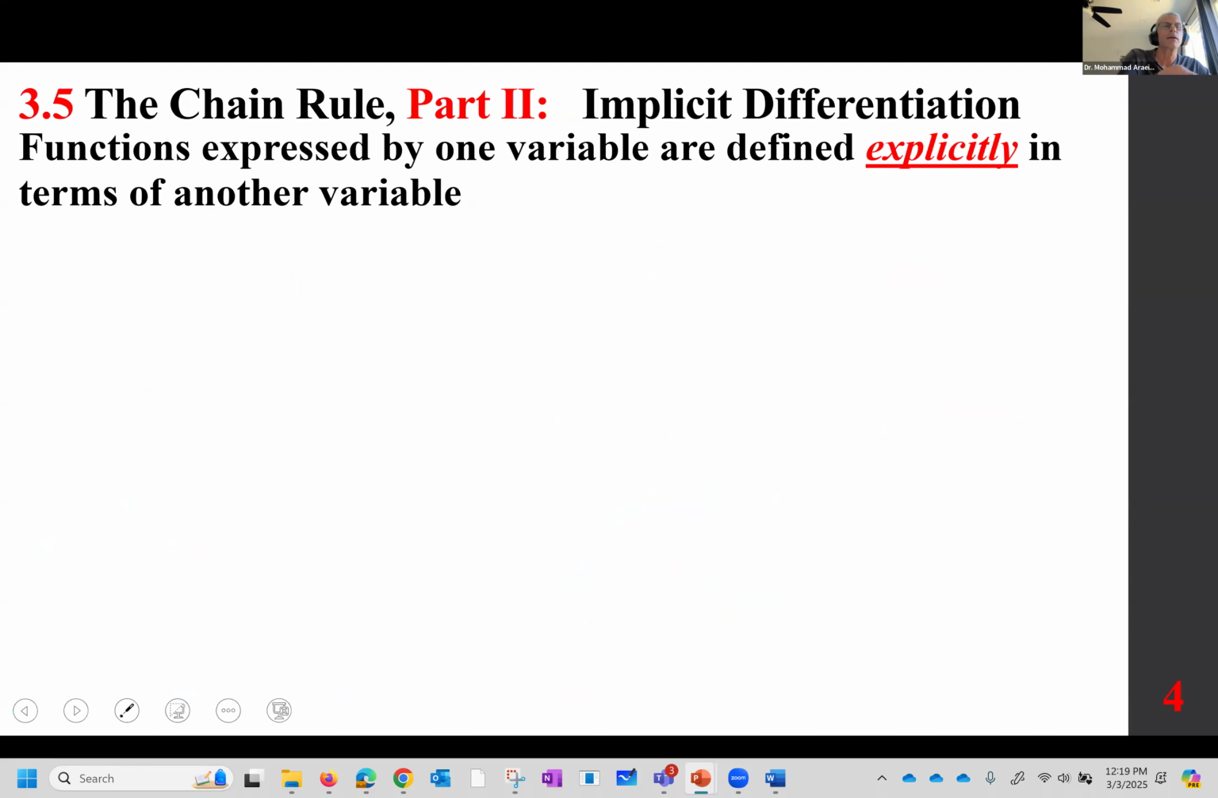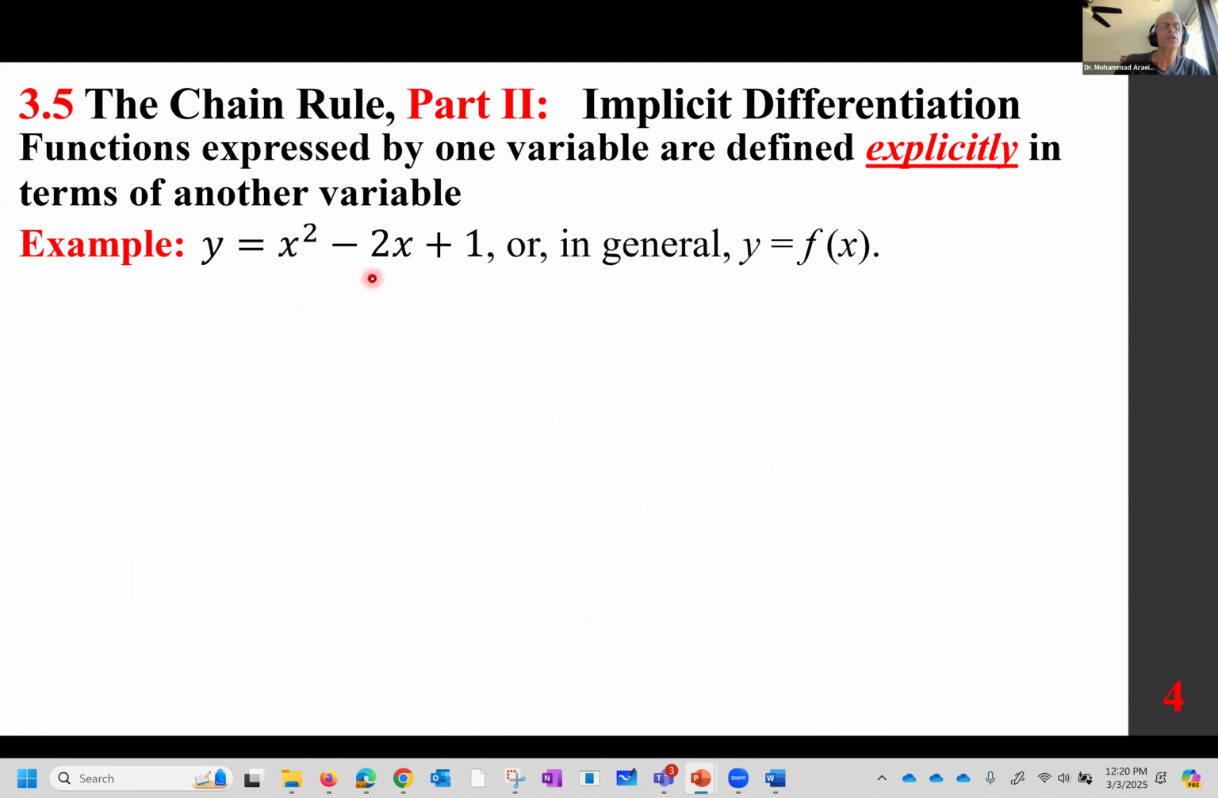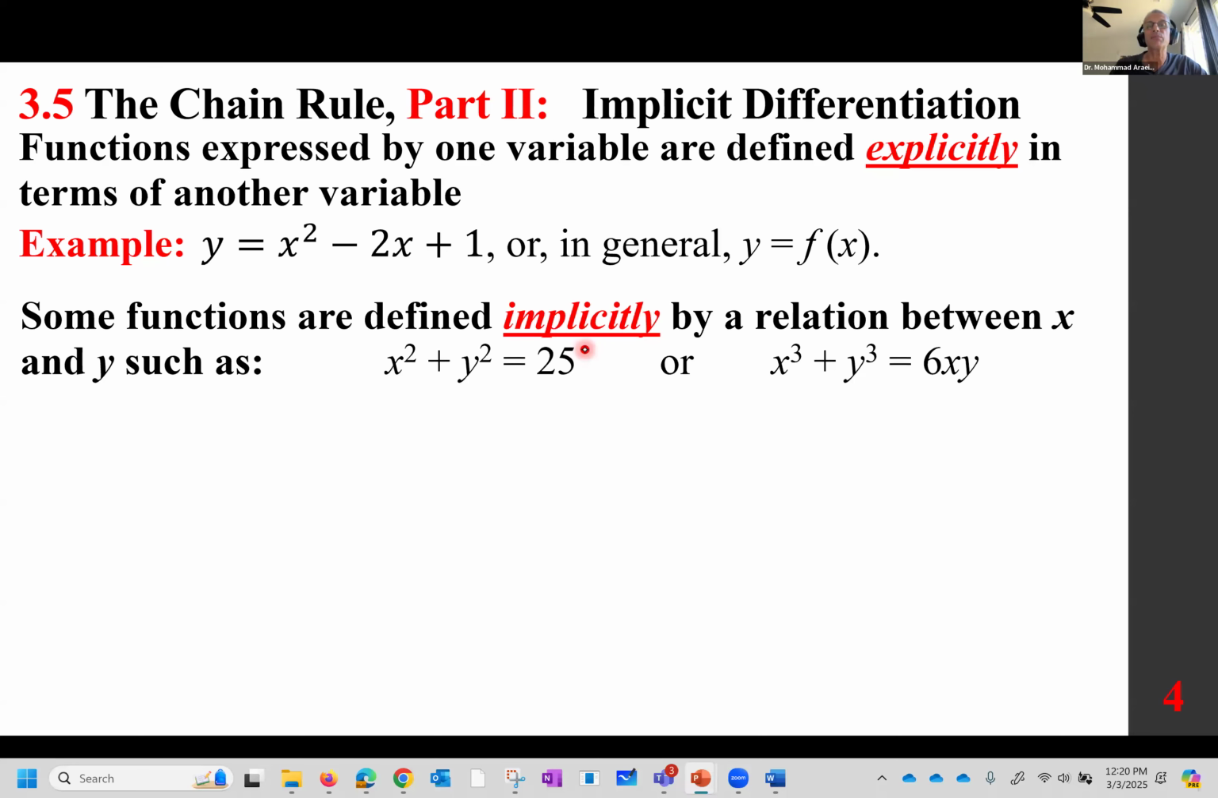So, section 3.5, the chain rule, part 2, implicit differentiation. Functions expressed by one variable are defined explicitly in terms of another variable. For example, y equals x squared minus 2x plus 1, or in general, y equals f of x. Some functions are defined implicitly by a relation between x and y. Examples: x squared plus y squared equals 25, x cubed plus y cubed equals 6xy.